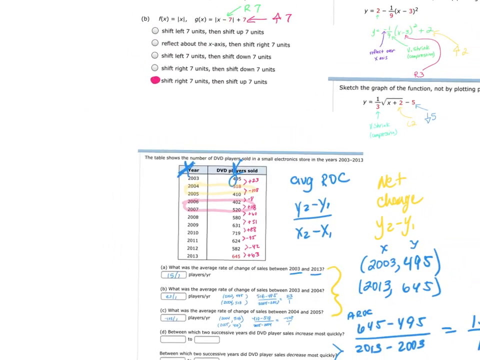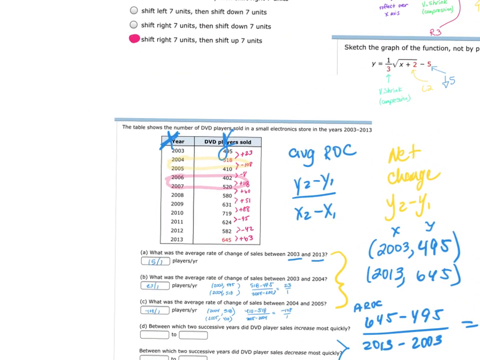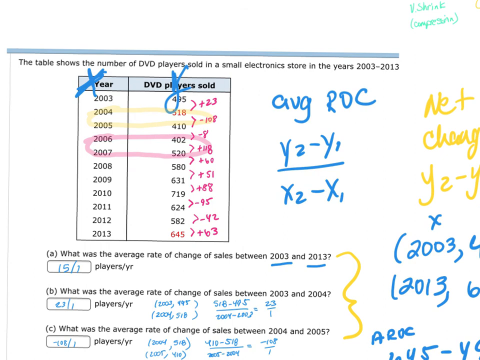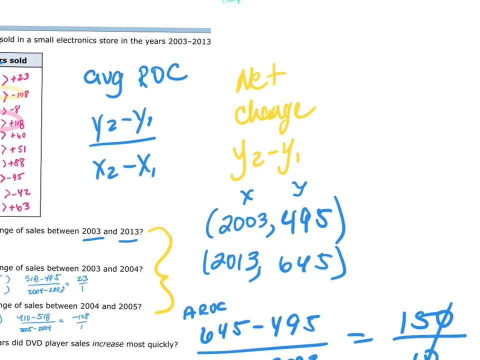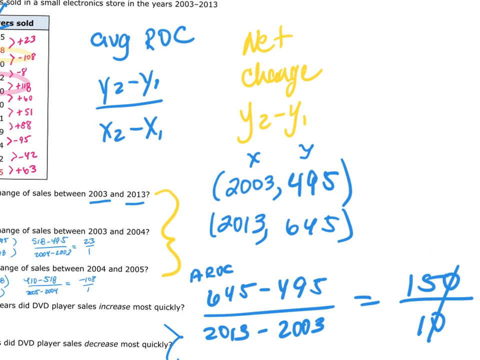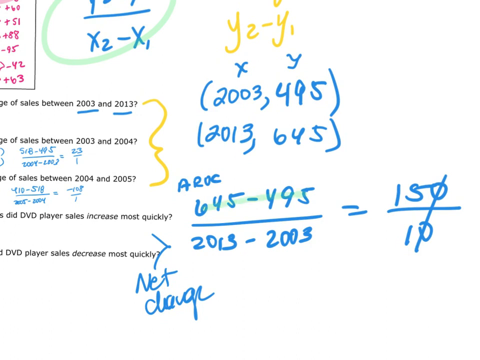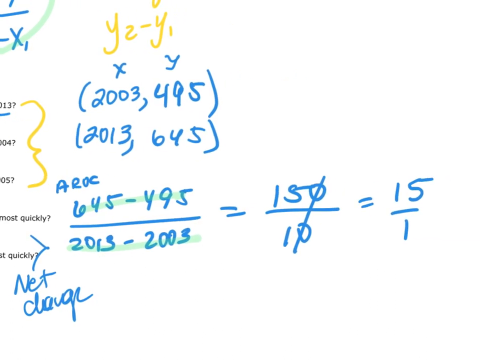Yes? Yeah, can we do A really quick? A in that same question. Okay, so the average rate of change between 2003 and 2013. What I did was I took 2003 and found the Y value of 495 from the chart, then 2013 and found the Y value of 645 from the chart, and then just did our average rate of change formula, which is the same as the slope. So 645 minus 495 gave me 150, and then 2013 minus 2003 gave me 10, and when you simplified, it was 15 over 1.